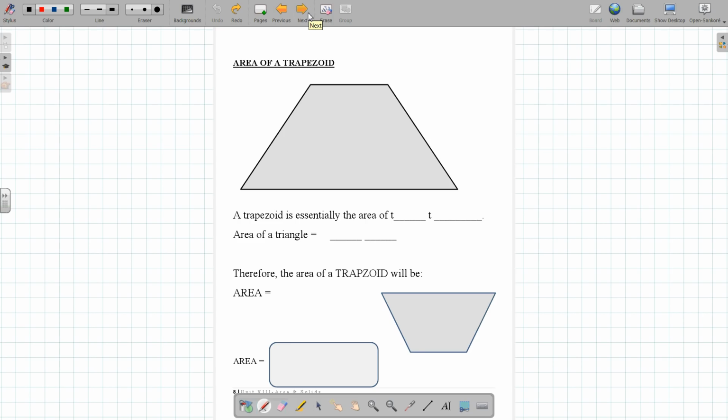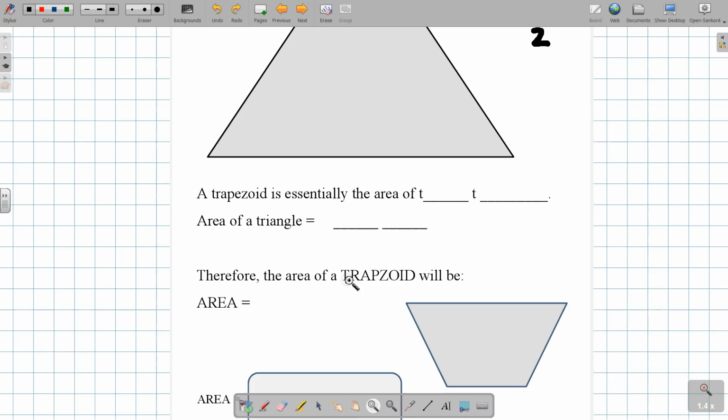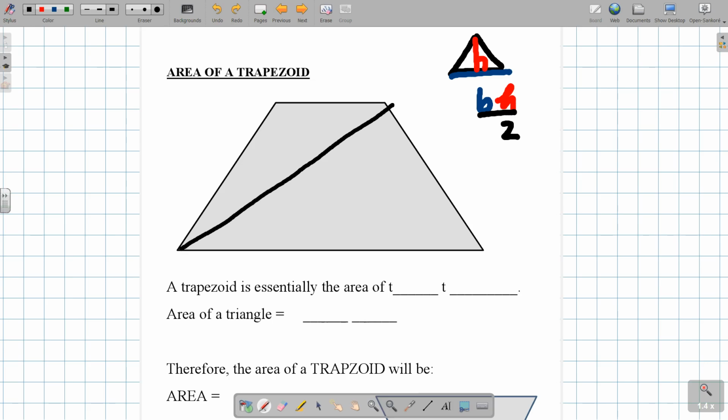So now, because you know the triangle equation, let's write that in the corner. Triangle equals base times height over 2. Now we're going to go for a trapezoid. Trapezoid, if you go like this, it's basically 2 triangles. Do you catch that? You go from edge to edge. It makes 2 triangles.